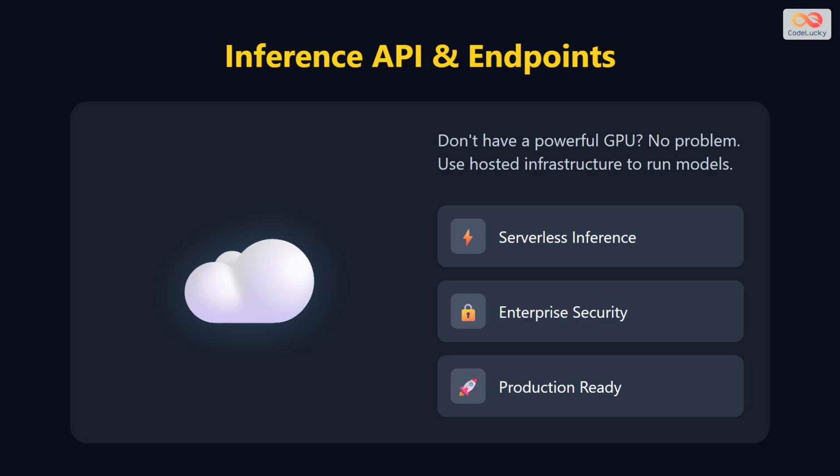Finally, if you want to use these models in production, but do not want to manage the heavy infrastructure, there is the Inference API. This allows you to run models on Hugging Face's servers via simple web requests. It is a secure and scalable way to integrate powerful AI into your applications without owning expensive GPUs.